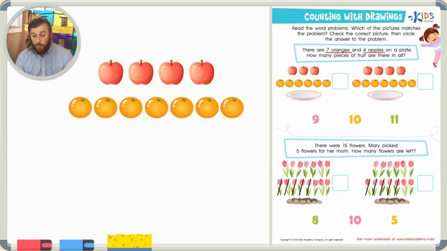Okay, that's good. But we also know there has to be 4 apples. So let's count and make sure there's 4 apples. 1, 2, 3, 4. Excellent. So this is the correct picture. Let's go ahead and check that.